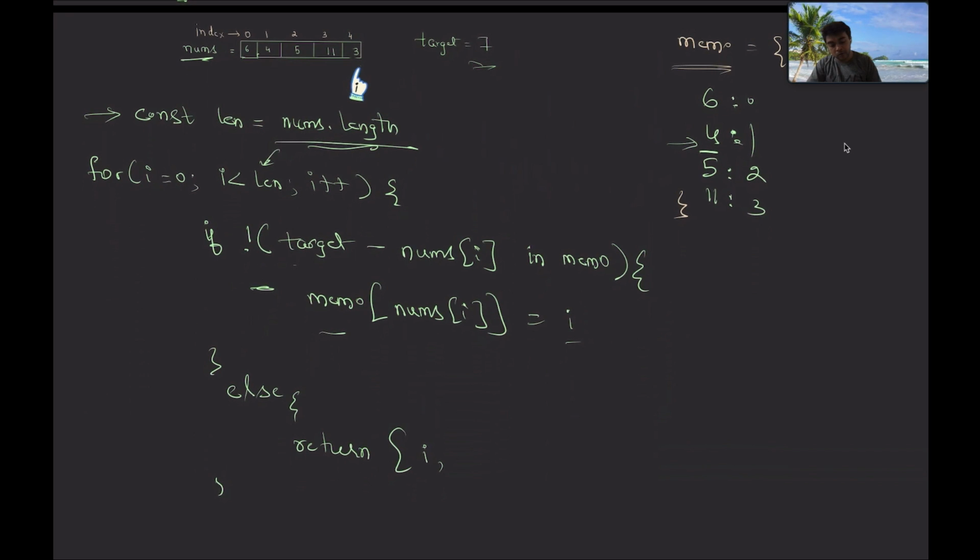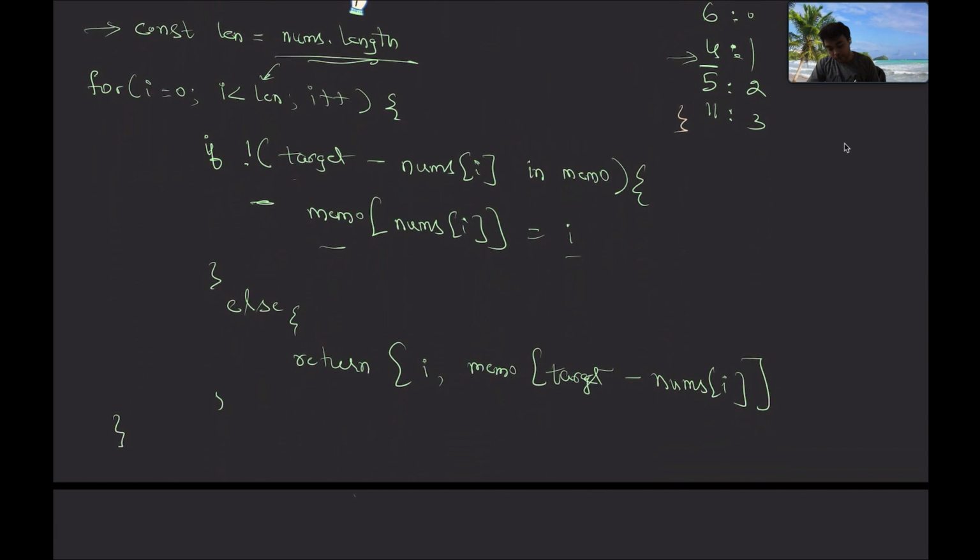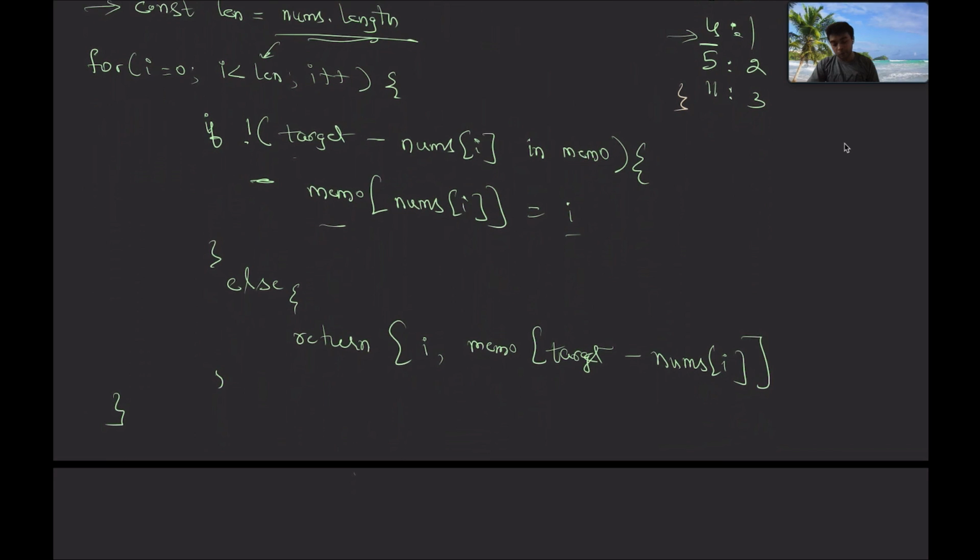So what is memo of 4? Memo of 7 minus 3, that is memo of target minus nums of I, and we close the for loop. In case we don't find anything, meaning we have completed all the elements, we simply return -1 and -1, saying we did not find any element.